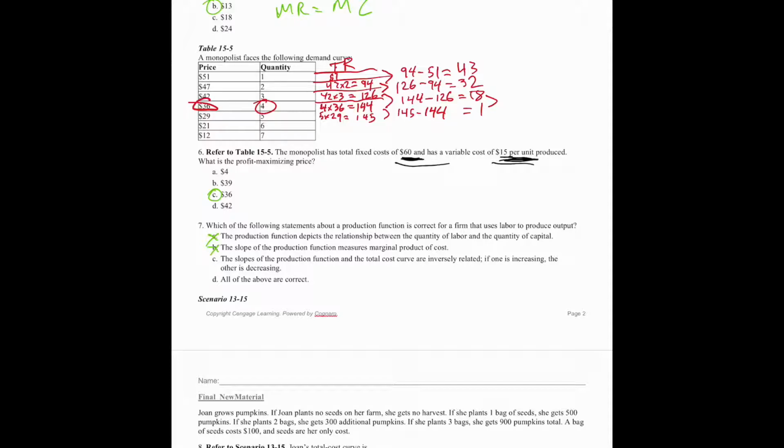The slopes of the production function and the total cost curve are inversely related. If one is increasing, the other is decreasing. Correct. As total cost goes up, then your production function must be flattening out because your costs are increasing so much per unit produced that the amount you're producing must be falling.